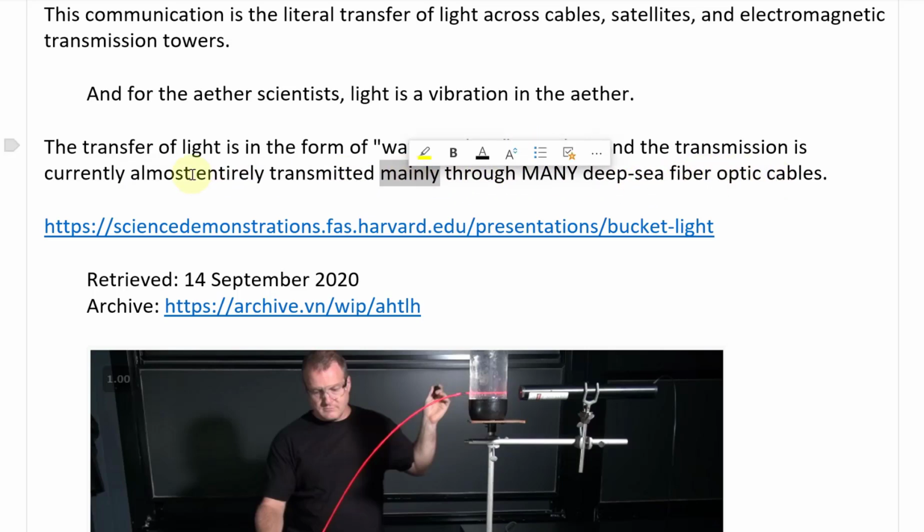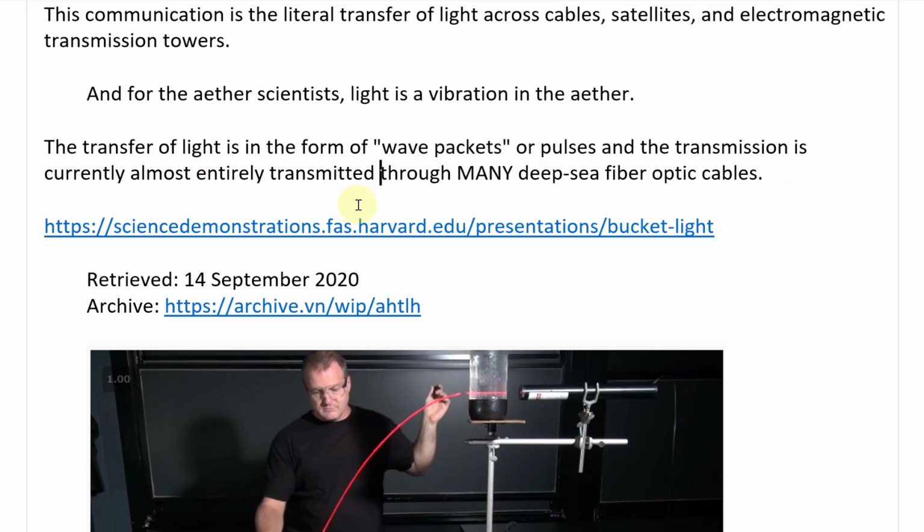I think it's so almost entirely transmitted. You don't need the mainly there because it's already included in the sentence. Anyway, so through many deep sea fiber optic cables.